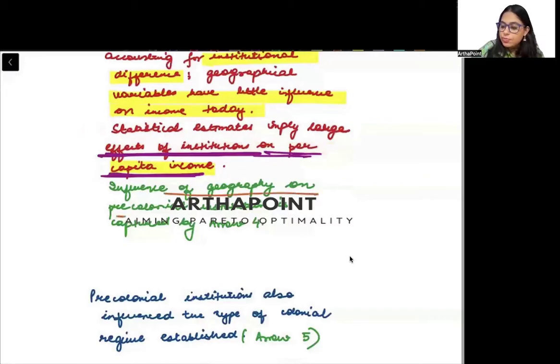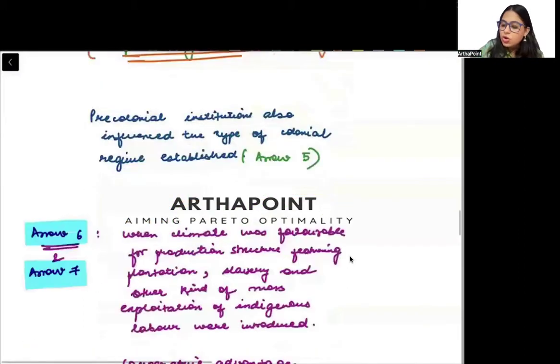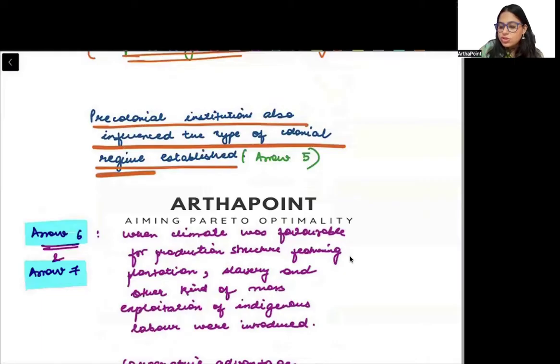Influence of geography on pre-colonial institutions is captured in arrow 4. तो geography पे depend करेगा कि क्या वो colonies ज्यादा time रुकेंगी भी या वो बस चोरी करेंगी, सामान लेंगी, पैसा लेंगी country से और चली जाएंगी. Pre-colonial institutions also influenced the type of colonial regime established, right?